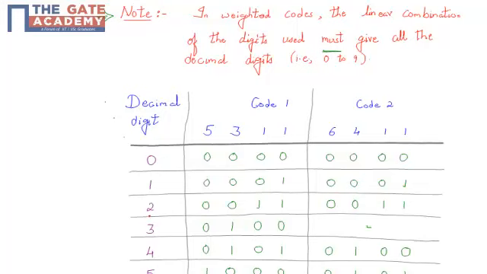Now if I consider decimal digit 2, the code 1 representation would be 0011, and the code 2 representation would also be 0011. For decimal digit 3, in code 1 it would be 0100. However, I do not have any possible representation using code 2. Moving forward, for decimal digit 4, I get 0101 using code 1, whereas 0100 using code 2.